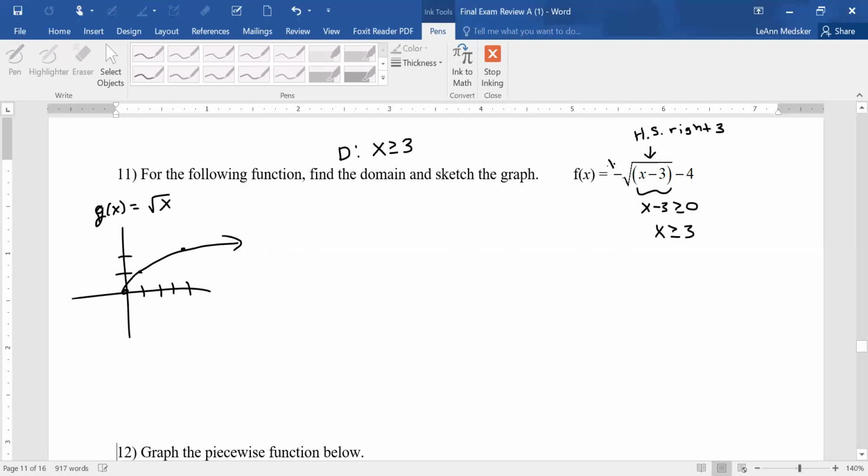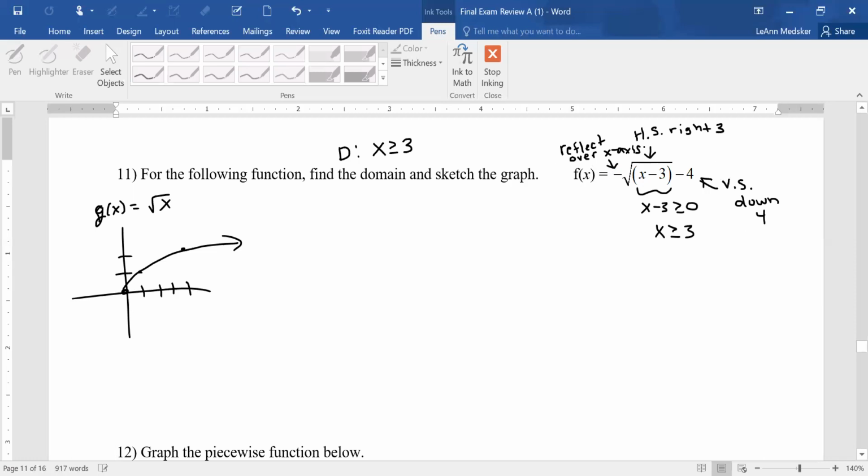If you have a negative in front of your parent function, so that's the parent function, the square root symbol, then you're going to reflect over the x-axis. It's going to flip you upside down. And then if you have a plus or minus something after the function, that is a vertical shift, and you do exactly what you think. So this is down 4. So anything that happens inside the parent function is affecting your x values. Anything that's happening outside affects your y values, which is your, are you up or down?